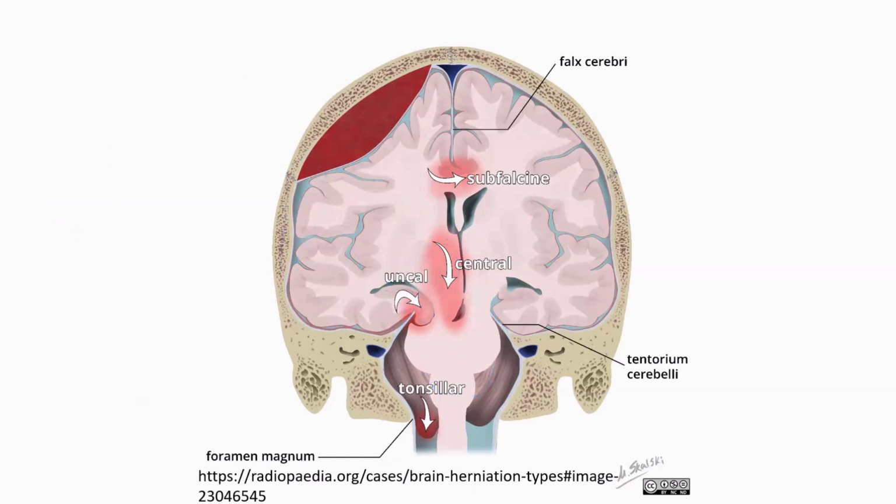Also, we have another type of brain herniation called tonsillar brain herniation. If we have any mass here in the brain stem, it will push the cerebellar tonsil into the foramen magnum and can lead to significant compromise of the spinal cord.